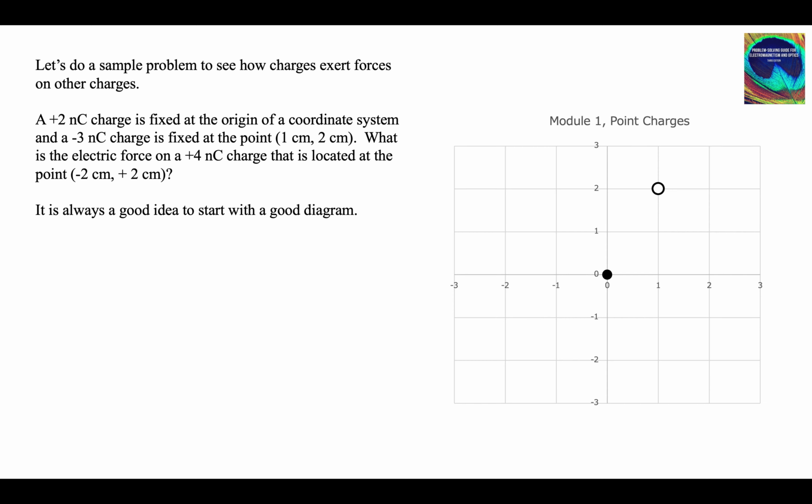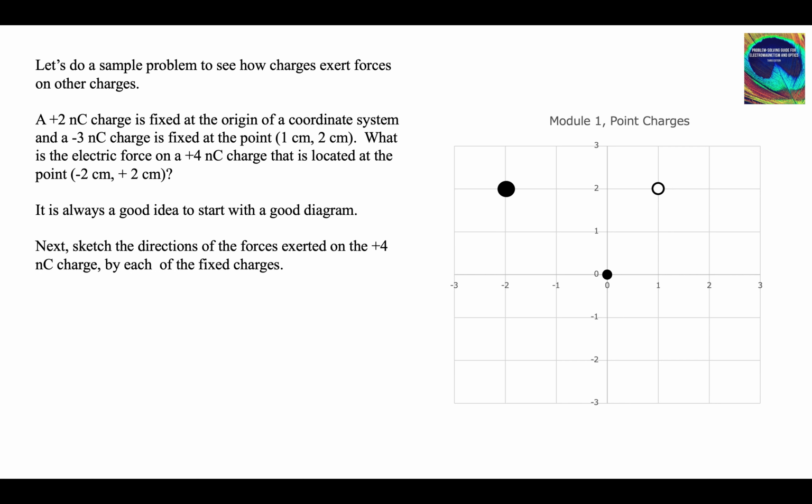So here's our good diagram. There's the minus 2, there's the plus 2 nanocoulomb at the origin. And I like to put those as solid, black, because that reminds me that they're positive. This is a negative charge, and I made it a little bit bigger because it's bigger. It's minus 3 nanocoulombs. That's plus 2 nanocoulombs. These are the two fixed charges, and we want to measure the force on this charge, which is plus 4, which is at minus 2, plus 2. So it's very easy to make a mistake when putting the charges down, and of course if you make a mistake and put them in the wrong place in the coordinate system, all of your calculations are just exercise.